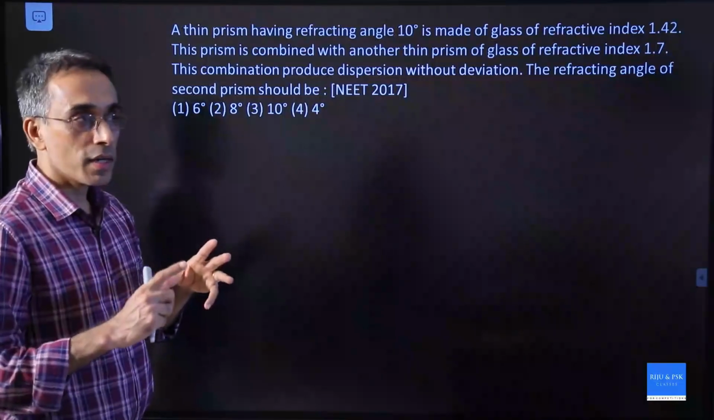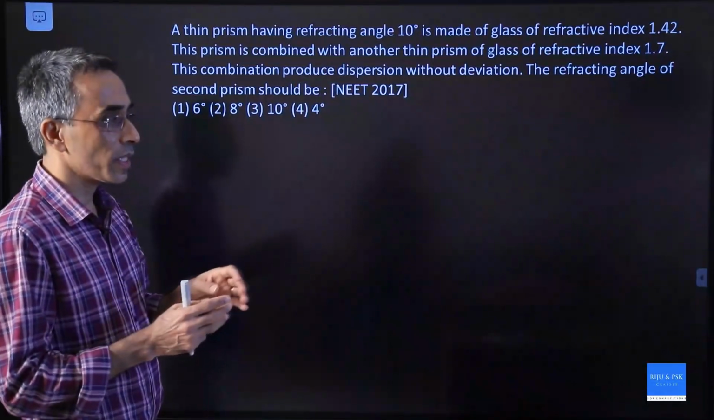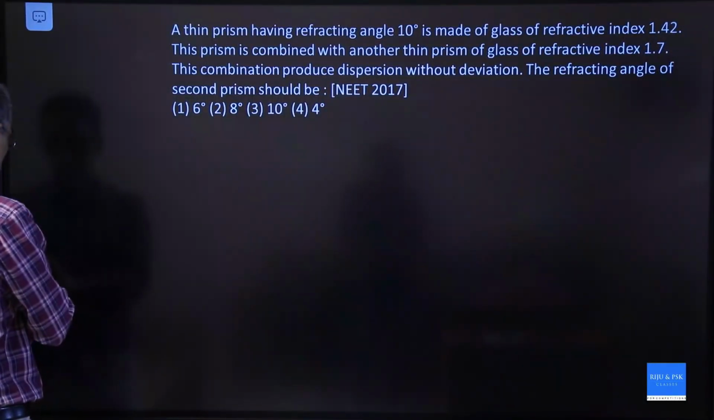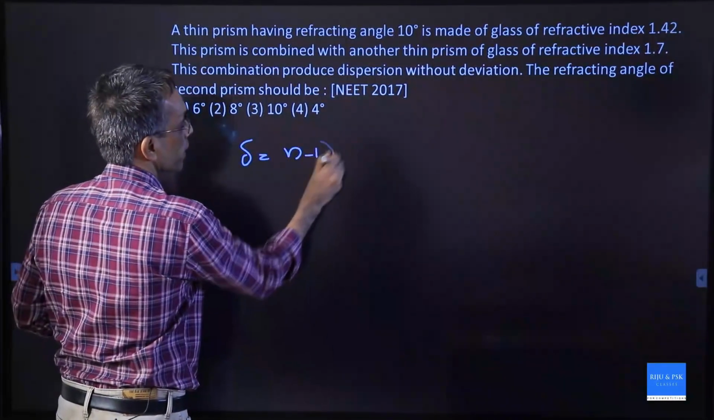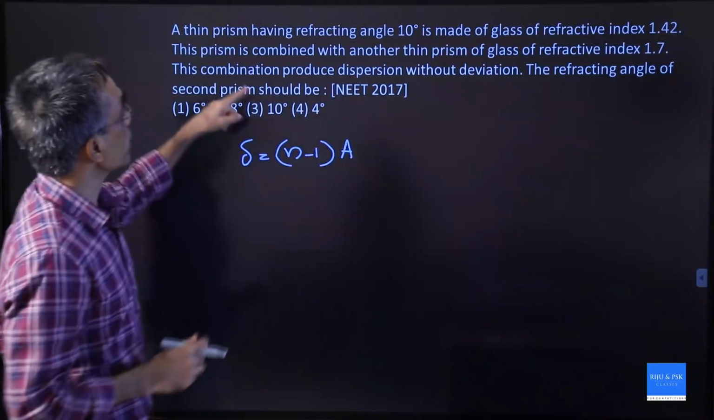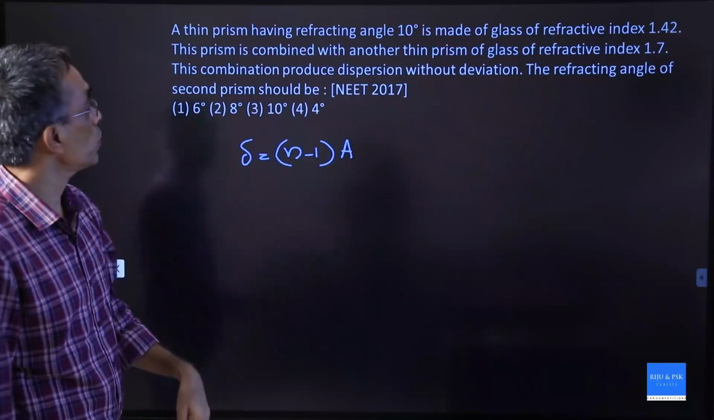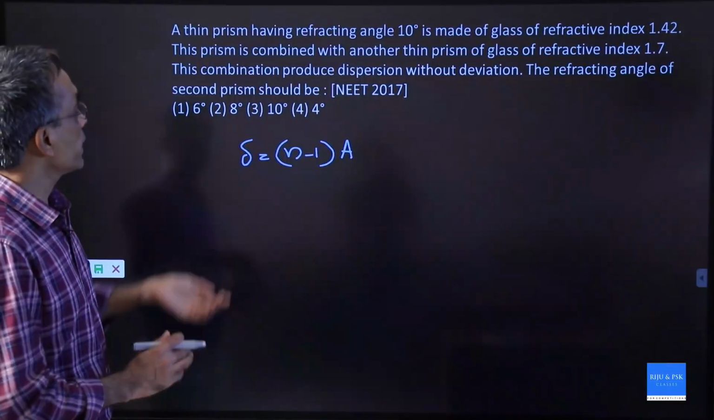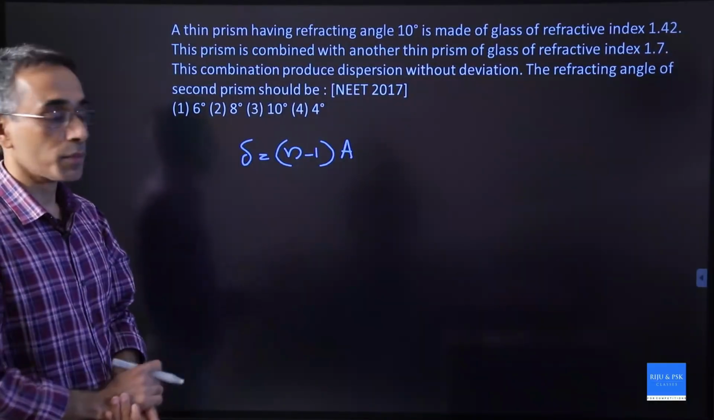We studied about dispersion in a prism, and during that dispersion we said that there is a deviation, angle of deviation, and we studied that for a small angle prism, angle of deviation is given by a simple equation: n minus 1 into A, where A is the angle of the prism. We know this thing. Now, what is asked here: a thin prism having refracting angle 10 degree is made of glass of 1.42. This prism is combined with another thin prism of glass of refractive index 1.7. This combination produces dispersion without deviation. What is the angle of the second prism?